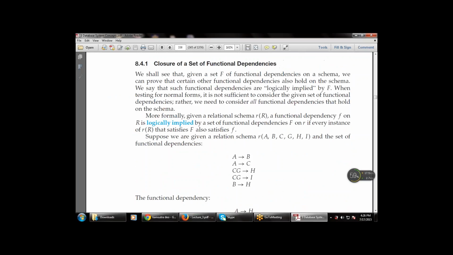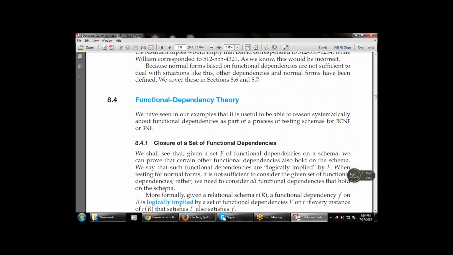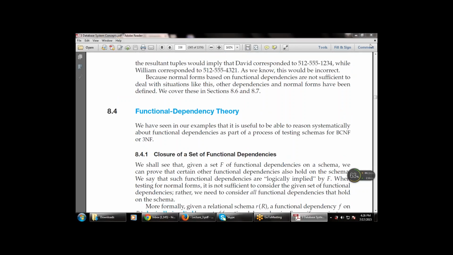Then functional dependency theory is the next topic, today's topic. That is, what are the various theories available on functional dependency. So let's start with today's session, the functional dependency theories available in this chapter. The first part is the closure of a set of functional dependencies, that is, how to find the closure of a set of functional dependencies.